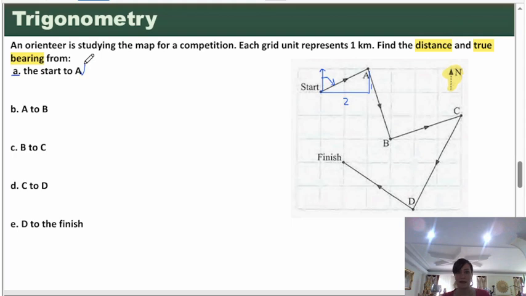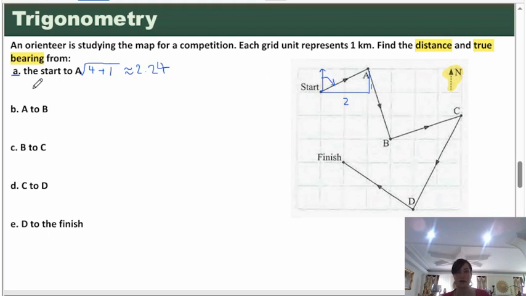So I say square root of 2 to the power of 2 gives me 4, and 1 to the power of 2 gives me 1, which is almost 2.24 is the distance here.